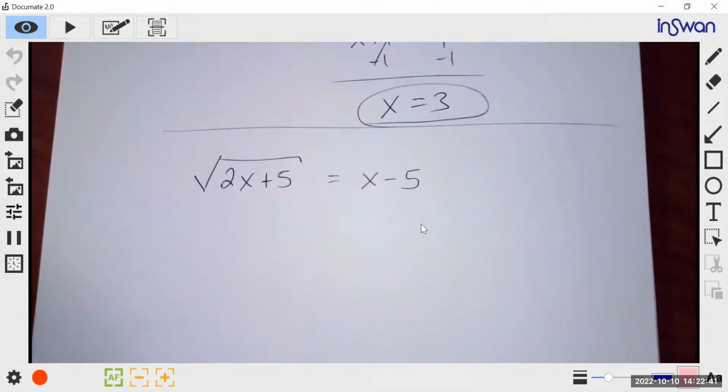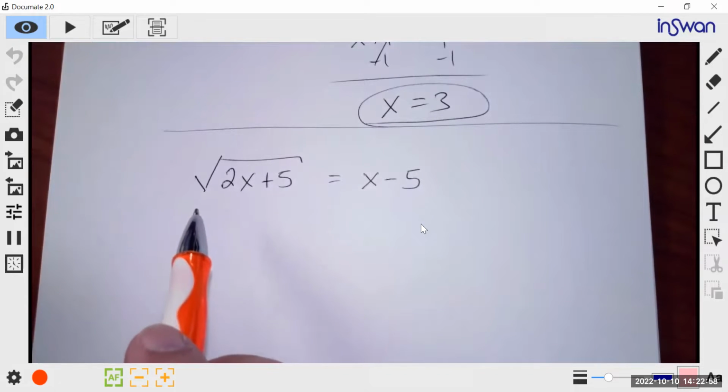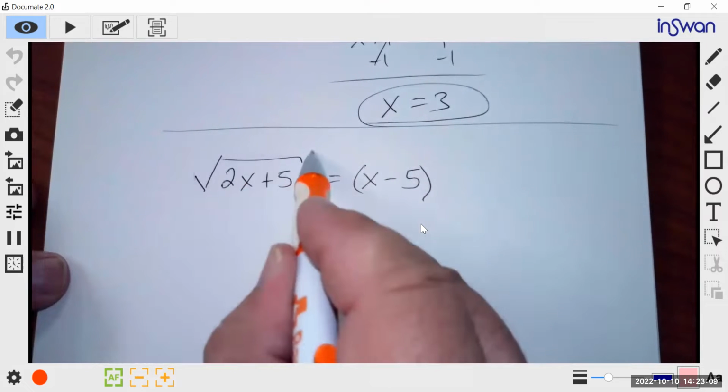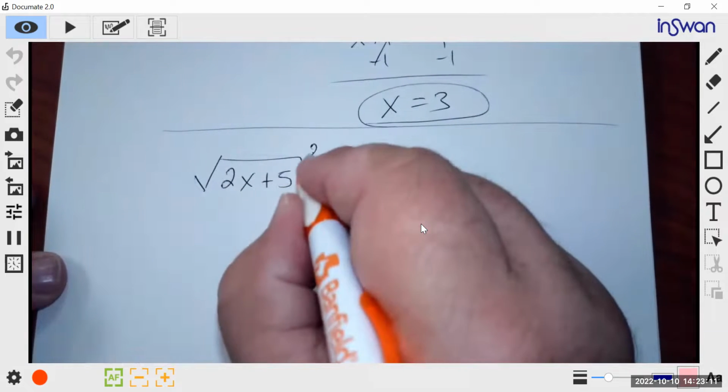Now we have an equation on the right-hand side. It doesn't have to be just one number by itself. It could be an equation. Is the radical by itself? No coefficients, no anything? Yes. It's all by itself here. So we put parentheses around the equation and do what to both sides? Not square root. This is a square root. Square.